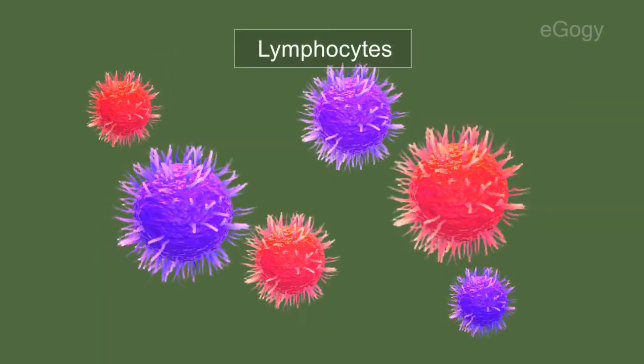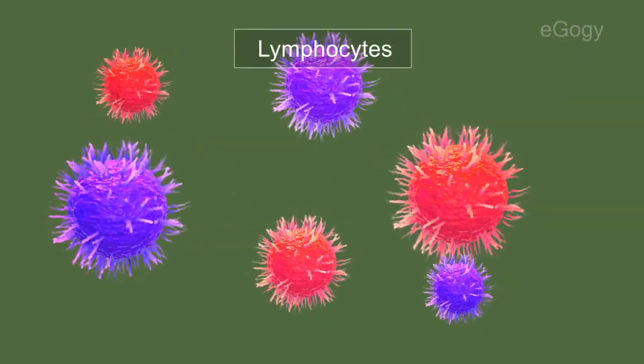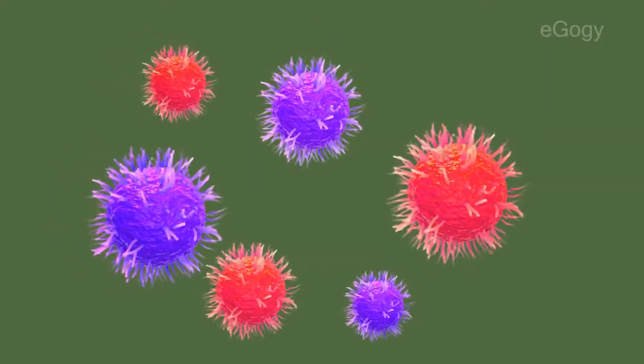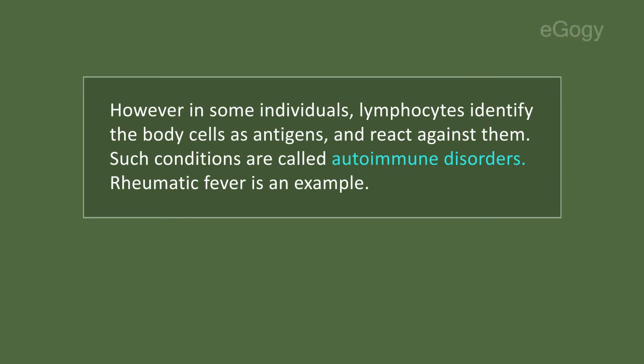Lymphocytes are cells which have a special ability to recognize one's own body cells. However, in some individuals, lymphocytes identify the body cells as antigens and react against them. Such conditions are called autoimmune disorders. Rheumatic fever is an example.